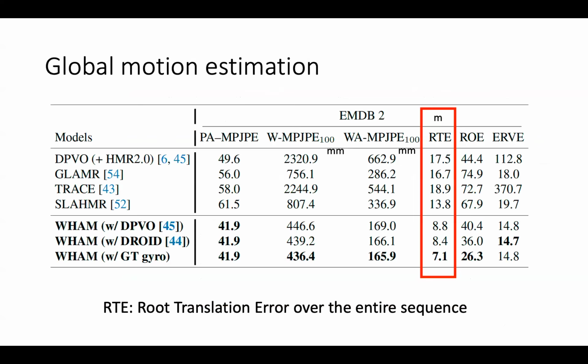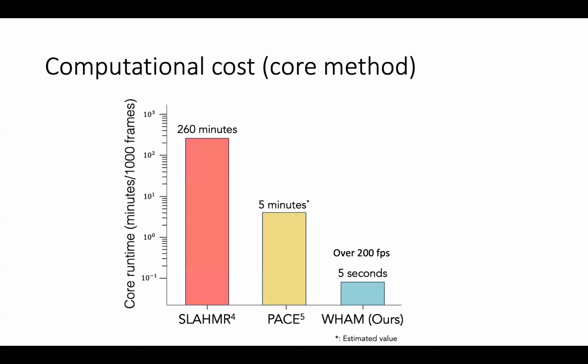And just to show you that the 3D trajectories are also significantly better, just looking at one measure here, the root translation error over the entire sequence, we get about 7 meters of error compared to previous methods like Slammer, which are about 14, so twice as much. And then the big win here is computational cost. Ignoring some of the pre-processing, we run at over 200 frames per second. This is a log scale on the left-hand side, comparing WHAM with PACE, which is a recent method from 3DV, and Slammer, an optimization-based method.